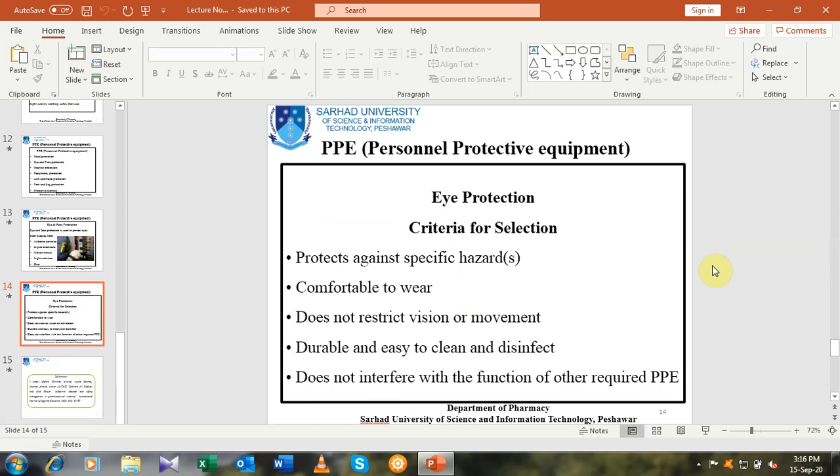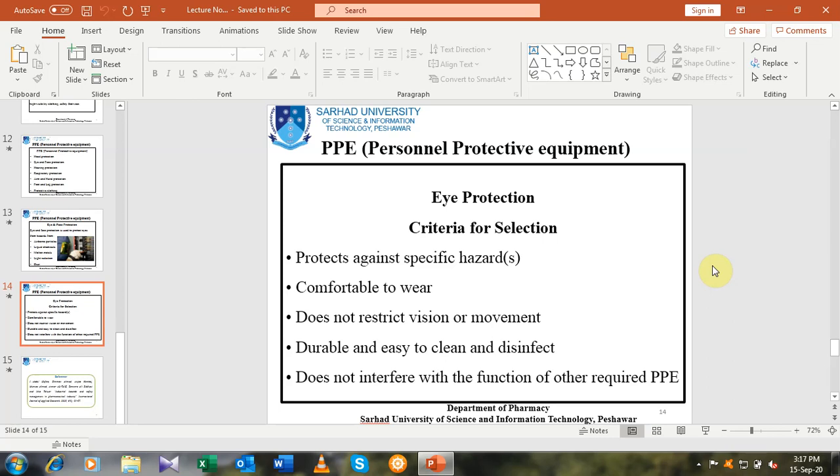Now there are different criteria for eye protection devices, but some of the points which must be considered and borne in mind while selecting the eye protection: protect against the specific hazard, comfortable to wear, there is no problem in wearing and it is easy to wear, does not restrict vision or movement during the process. If restriction is caused by this eye protection, then we should replace it with a suitable one which does not restrict vision or movement.